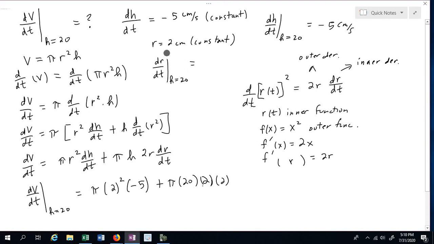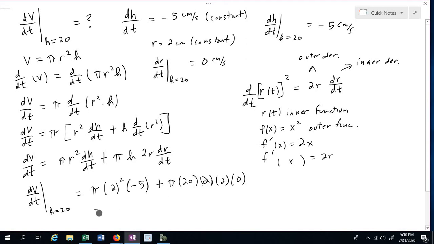Okay, well, r is always 2. It's a constant. So when I take the derivative of it, I'm going to get 0. And that's going to be true at all points in time. In particular, it's still going to be true when h is 20. So this derivative is 0. Okay, and if you want to put units on this, it's going to be in centimeters per second, right? Radius over time, centimeters per second. Okay, so I'll plug 0 in for that. And that makes perfect sense. If the radius is not changing, which it's not, then the rate of change in the radius over time should be 0.